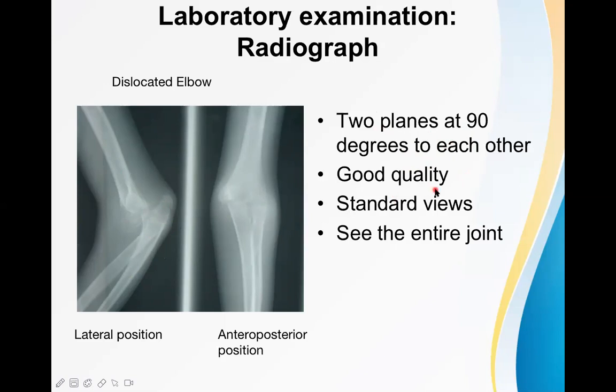X-ray should be of good quality. Okay, these are the standard views. And we must see the entire joint. And sometimes it is said we have to see the two joints. Now, let me explain why the two joints are important here. Sometimes there is an associated fracture or dislocation in the upper or the lower joint. If you do not include that joint, then that fracture would be missed.